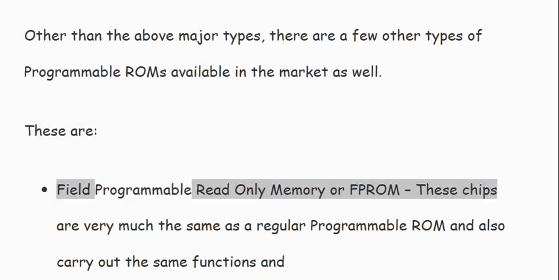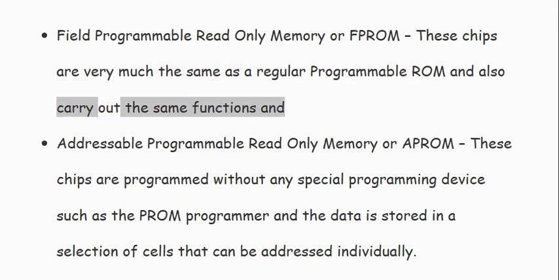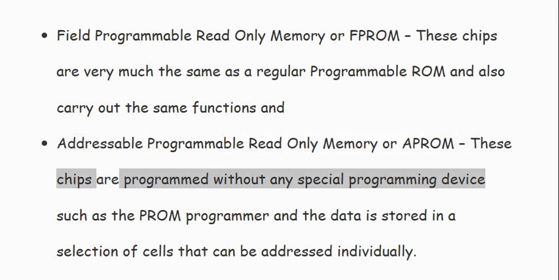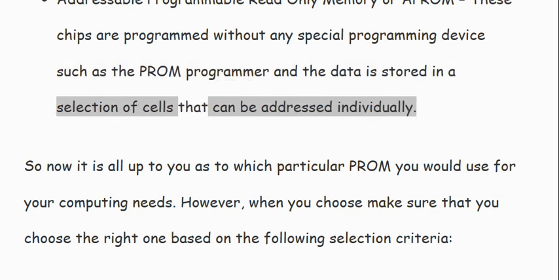Field Programmable Read-Only Memory or FPROM. These chips are very much the same as a regular programmable ROM and also carry out the same functions. And Addressable Programmable Read-Only Memory or APROM. These chips are programmed without any special programming device such as the PROM programmer and the data is stored in a selection of cells that can be addressed individually.